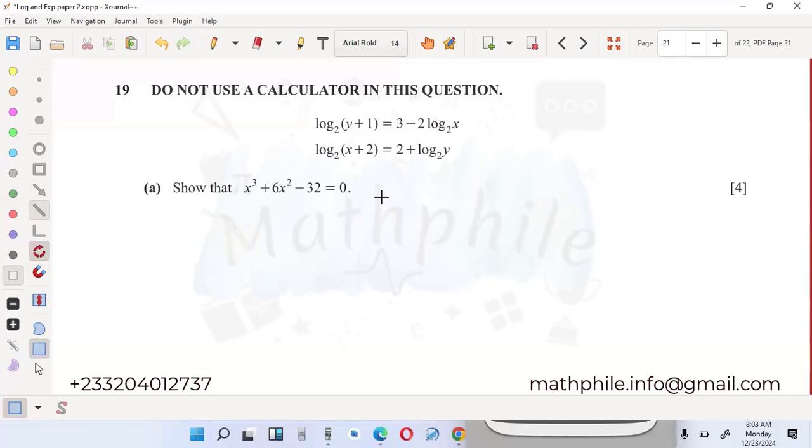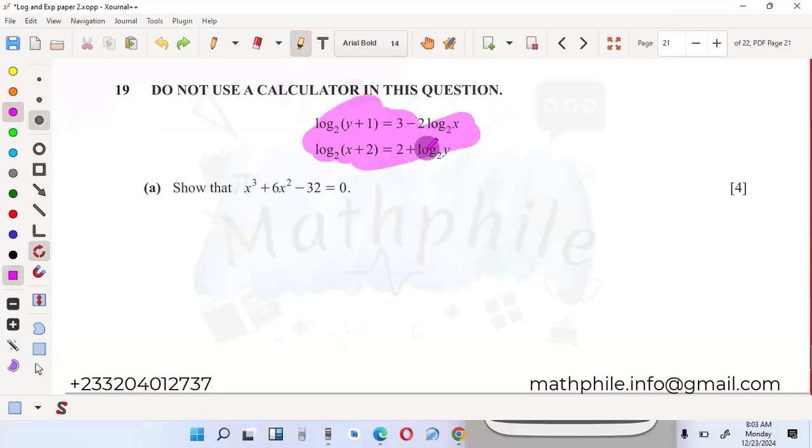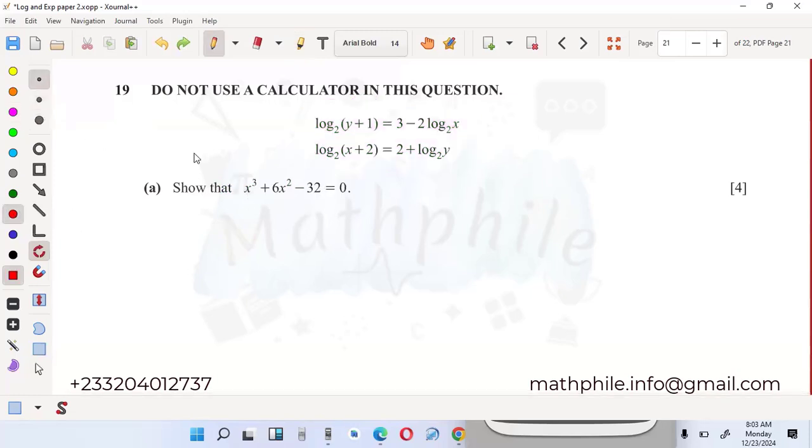We are solving the logarithmic simultaneous equation. But by solving this one, we're told to show that this is equal to that. Okay, so let's do this. With this one, the rules of logarithm still apply. Remember what I told you: when you're dealing with a log equation, make sure you get rid of the number in front of the log and group all the logs at one side of the equation.